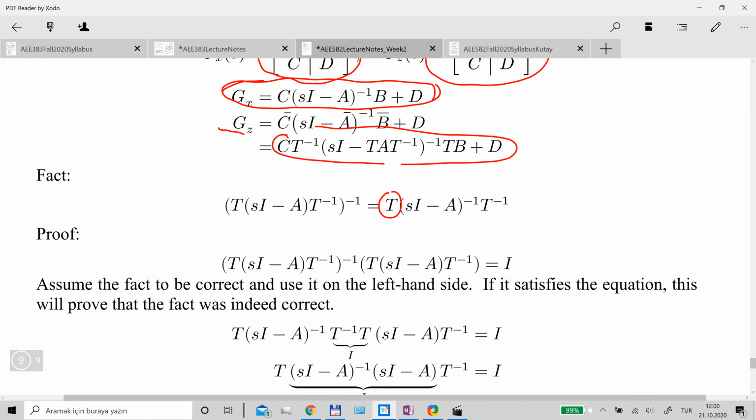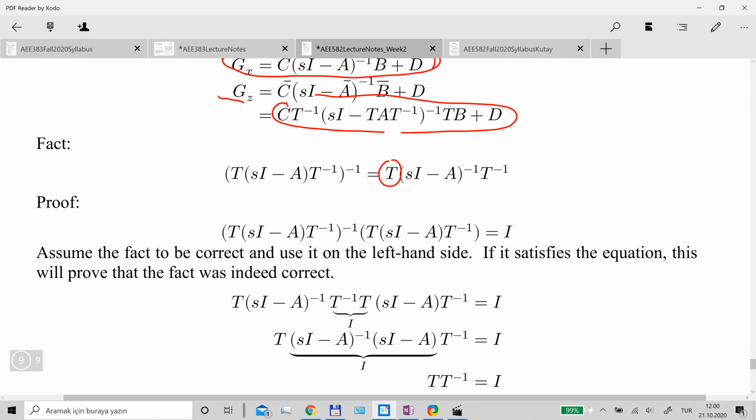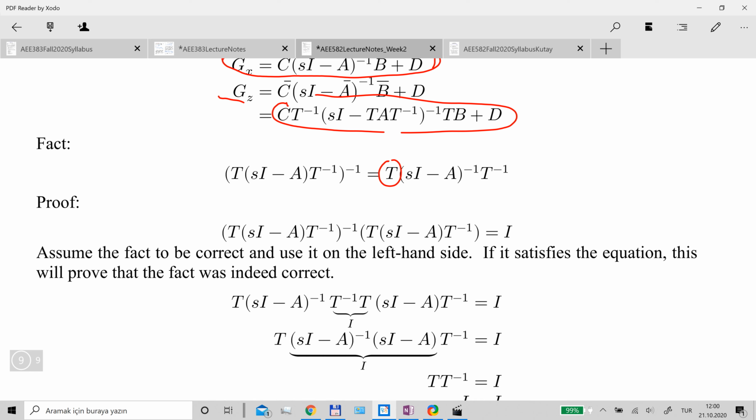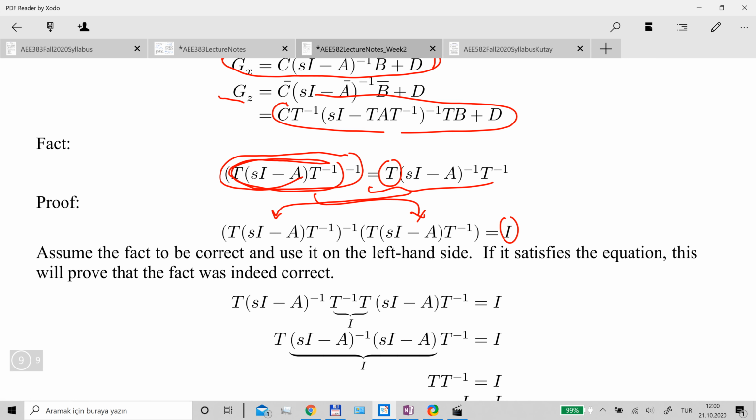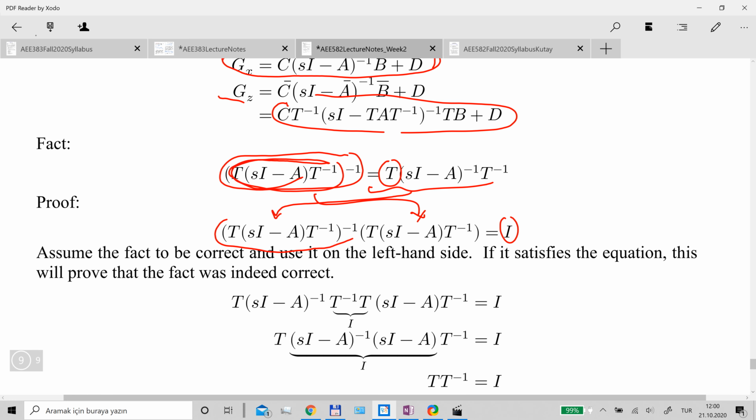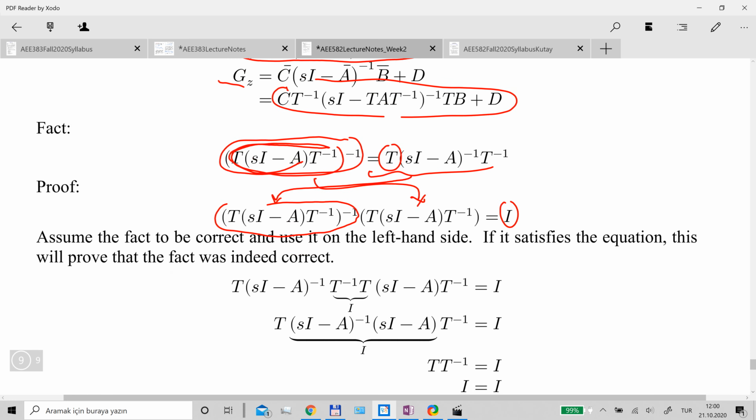Well, first assume that it is indeed correct. If it is correct, then multiplying this inverse with the matrix itself should produce the identity matrix. Okay, so that's what I'm going to do here. The matrix inside is put here, and for the inverse, I write that here. So we're claiming that this is equal to that.